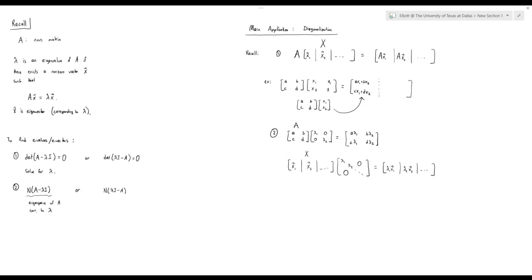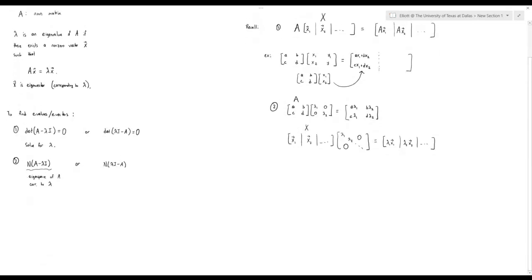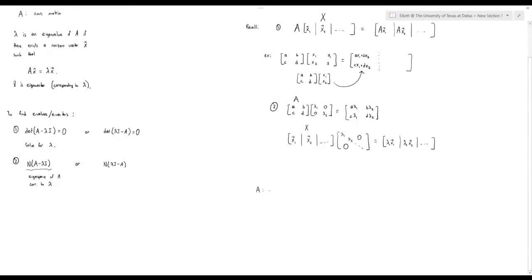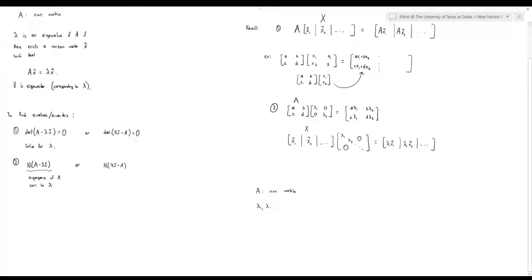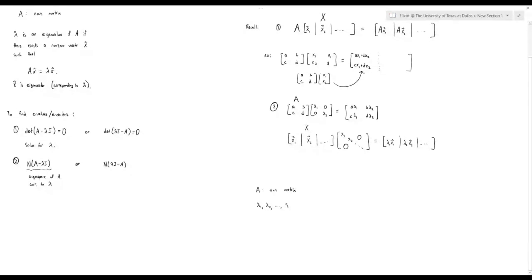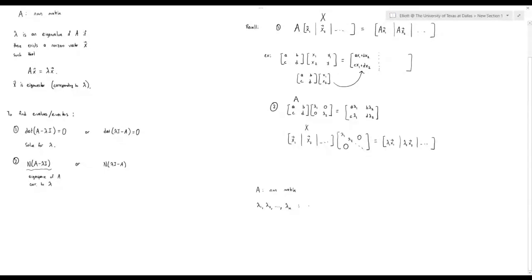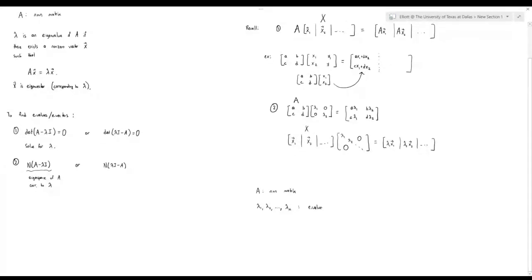All right, so those are just some observations I want to make with matrix multiplication. And now to see how this ties in with eigenvalues and eigenvectors. Let's say we have our n by n matrix A, and let's say we have the eigenvalues lambda 1, lambda 2 through lambda n. These are the eigenvalues of A.